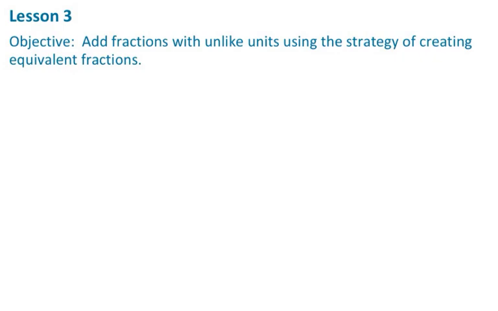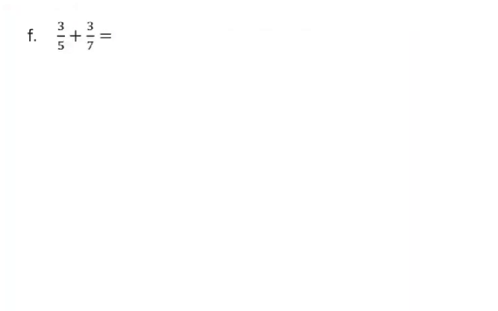This is grade 5, module 3, lesson 3, and the objective in this lesson is to add fractions with unlike units using the strategy of creating equivalent fractions. So they're going to use what they previously learned about creating equivalent fractions when the denominators are different. And I'm going to model that for you using homework problem number 1, and this is letter F.